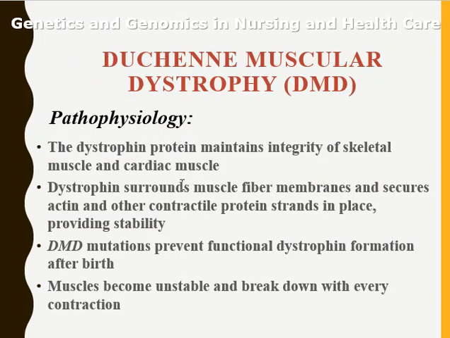Okay, so pathophysiology, I've already touched on this a bit. We've talked about how the dystrophin protein maintains integrity of the muscle and cardiac muscle, and then how it gets broken down. Without dystrophin, the muscle gets broken down, okay, and then muscles become unstable and with every contraction break down.